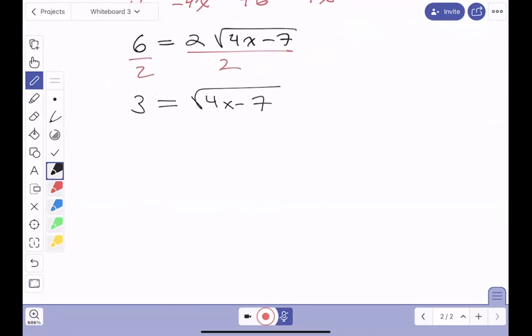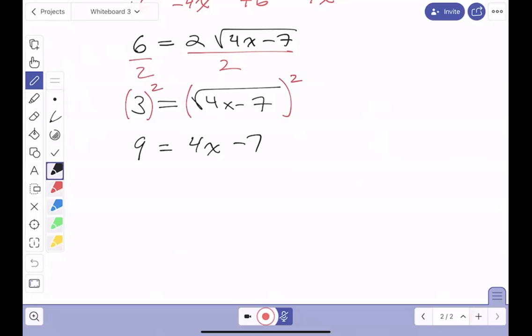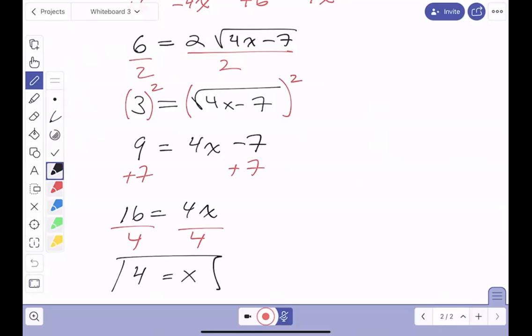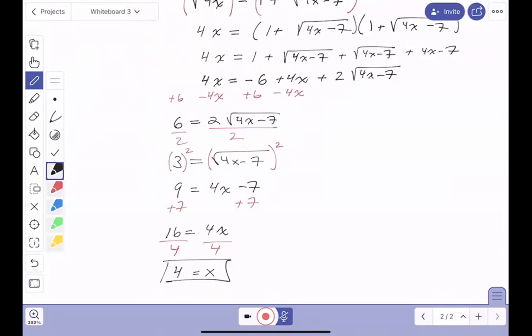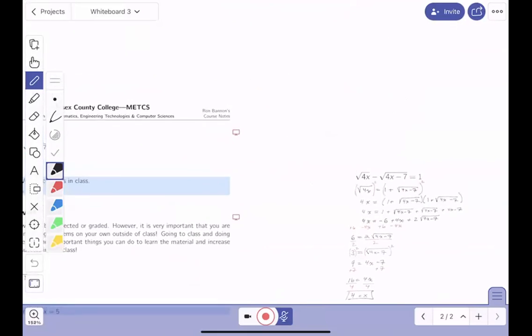So I isolated that radical now. What am I going to do now? Raise both sides to the index, which is 2. What do you get? 9 equals 4x minus 7. Well, things are getting easier now. What do you have to do? Check. Let's check. Look at all that work.